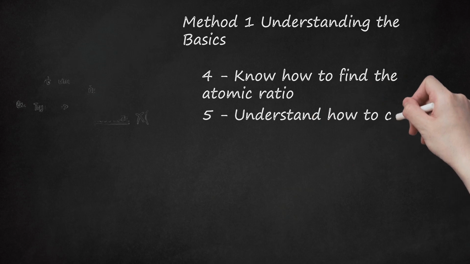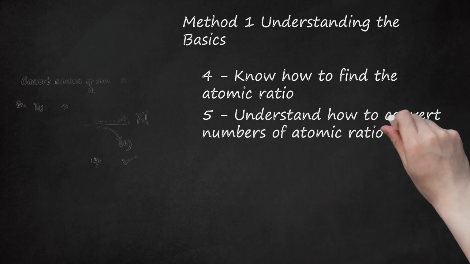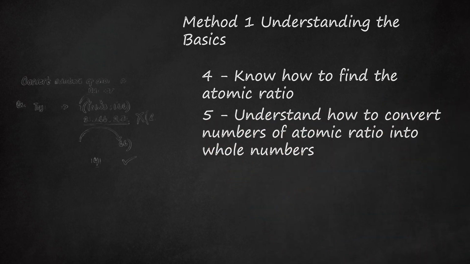5. Understand how to convert numbers of atomic ratio into whole numbers. When writing an empirical formula, you need whole numbers. This means you can't use a number like 1.33. After you have found your atomic ratio, you need to convert any partial numbers, again, like 1.33, into whole numbers, like 3. To do this, you have to find a whole number that can be multiplied by each individual number in your atomic ratio to get a whole number. For example, try 2.